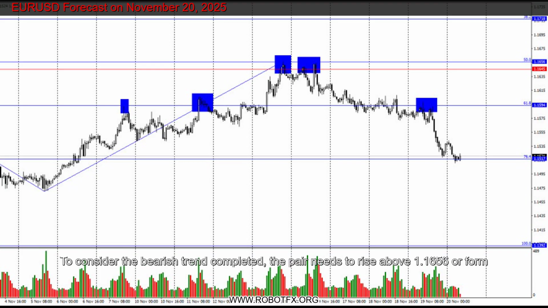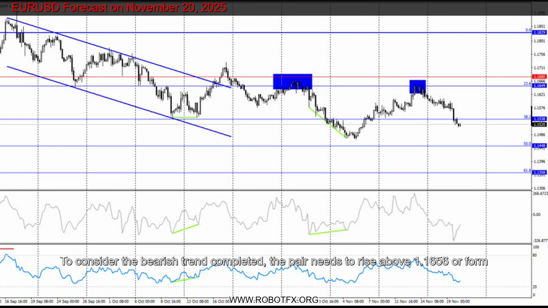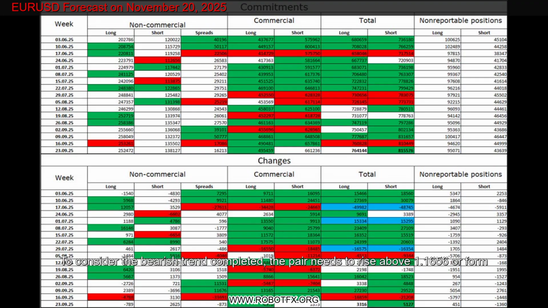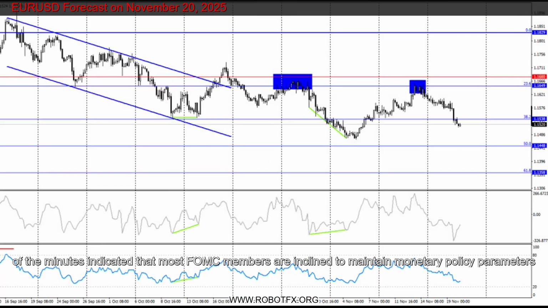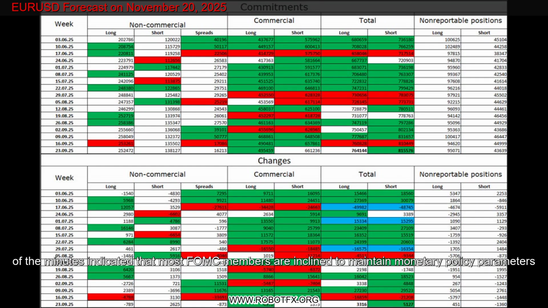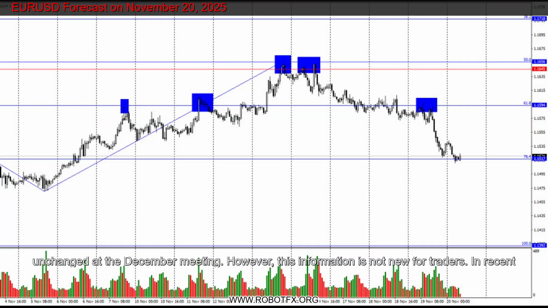On Wednesday, the news background was once again absent, aside from the FOMC minutes, which were published much later than the day's main movement. The tone of the minutes indicated that most FOMC members are inclined to maintain monetary policy parameters unchanged to the December meeting. However, this information is not new for traders. In recent weeks, we have repeatedly heard from Fed officials about their desire to keep the interest rate unchanged amid rising and persistently high inflation in the US. Therefore, in my view, yesterday's rise in the US dollar was not linked to the FOMC minutes.